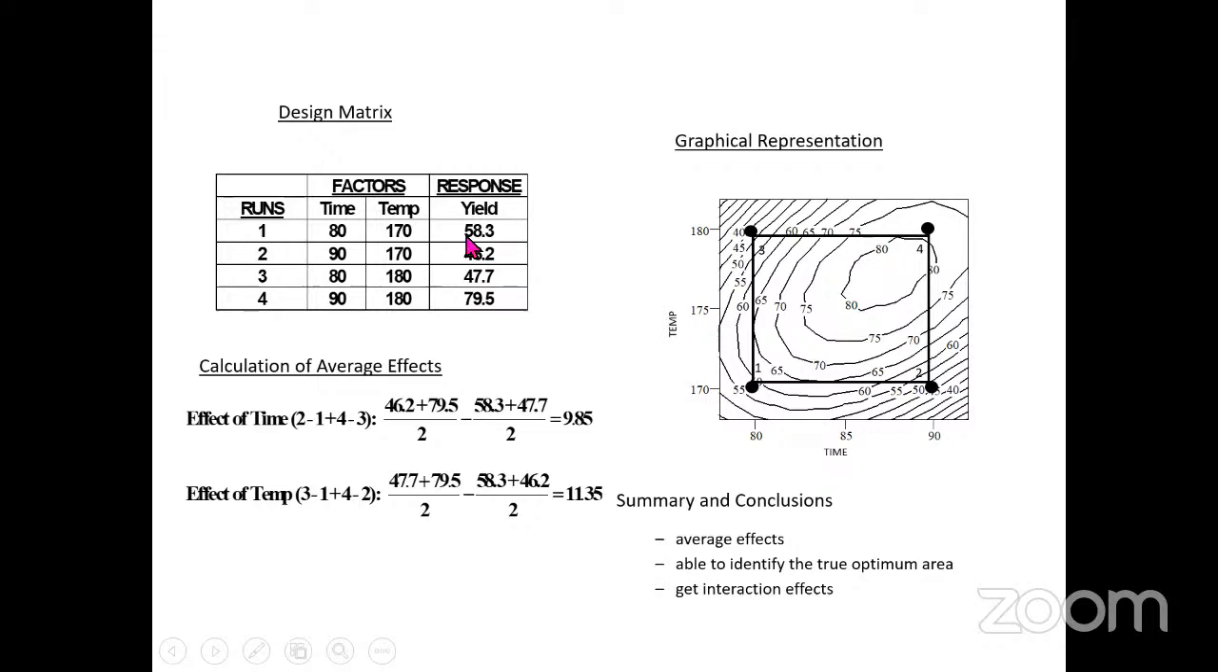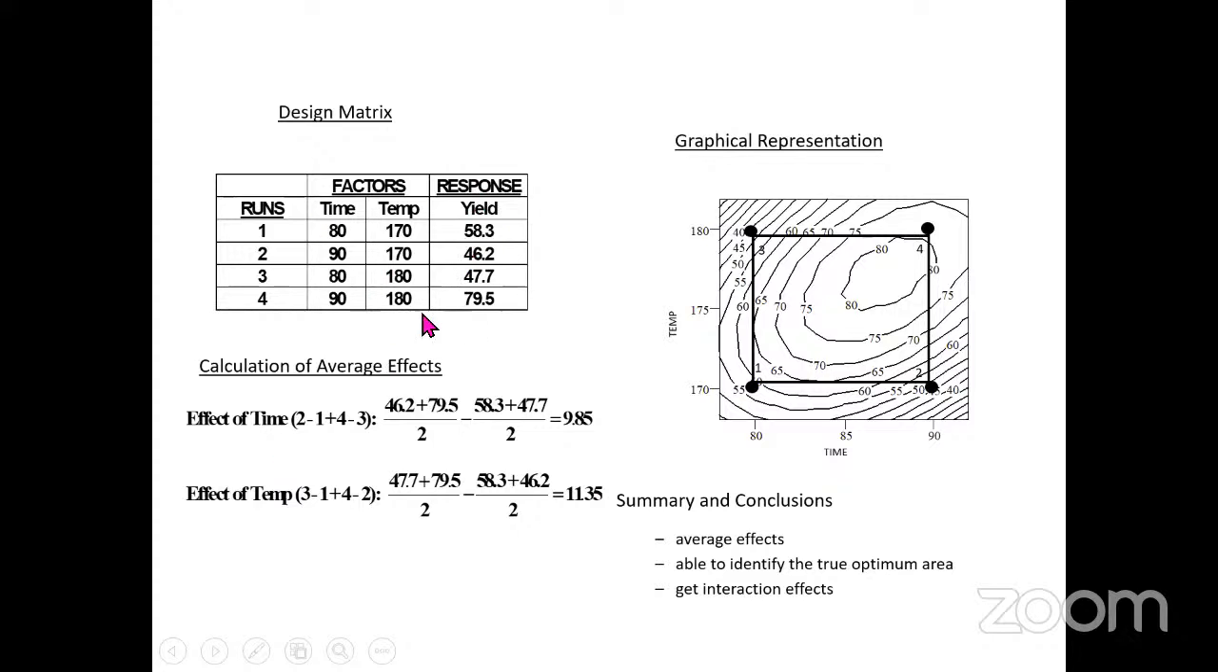So for the effect of temperature, you add these two, because this is lower temperature, divided by 2. You add these other two divided by 2, and subtract. So 47.7 plus 79.5 divided by 2, minus 58.3 plus 46.5 divided by 2. So for the effect of temperature, there is an increase in the yield by 11 units. I'm not saying what the units are. So temperature has a higher effect than time here. This is a problem which shows you how to calculate the effect of each variable.